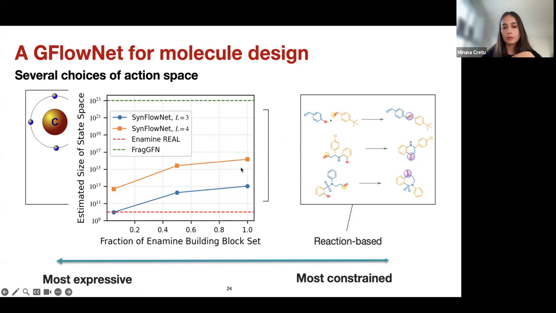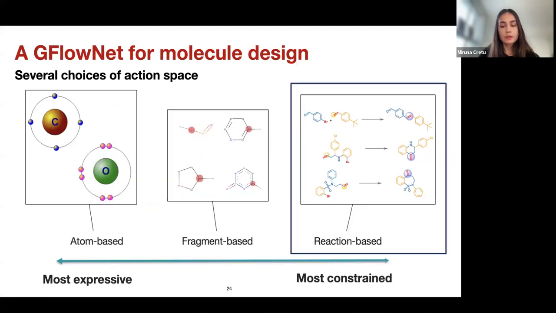And we see that with something like 200,000 blocks, I'll talk about what Enamine is a little bit later, we can access a space as large as 10 to the 16 molecules, which is pretty large to start with. And if we do design models that scale even better, then we can tap into even larger spaces. So we're choosing this reaction-based formulation for our GFlowNet action space.